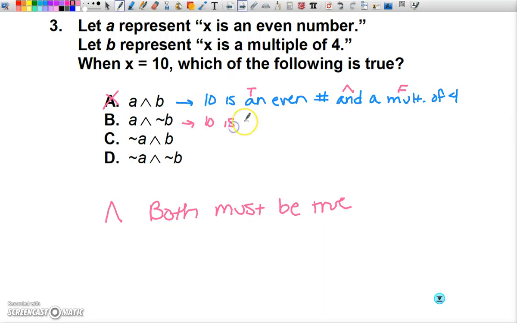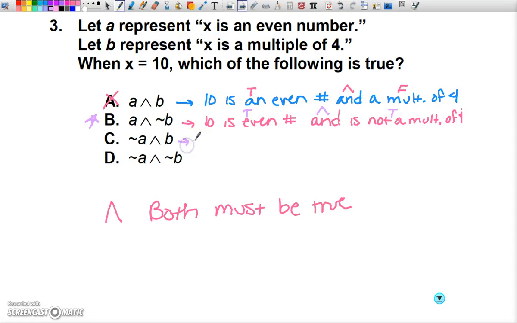All right, now B. 10 is an even number and is not a multiple of 4, because remember this thing means not. Well, is 10 an even number? Yes, it is. And is it not a multiple of 4? It is not a multiple of 4, so that is a true statement. So we have a true and a true, so we're leaning towards B right now.